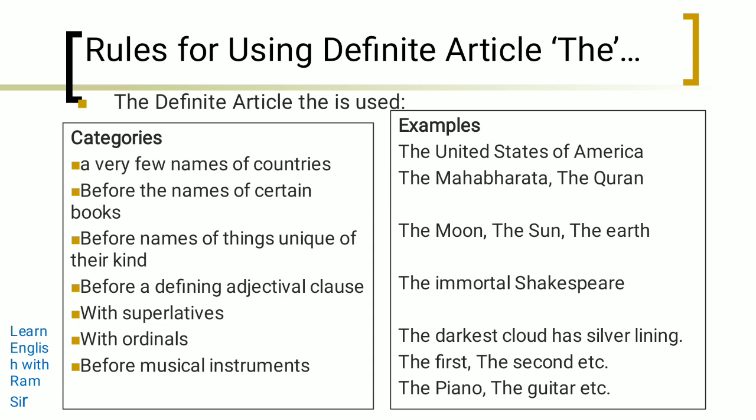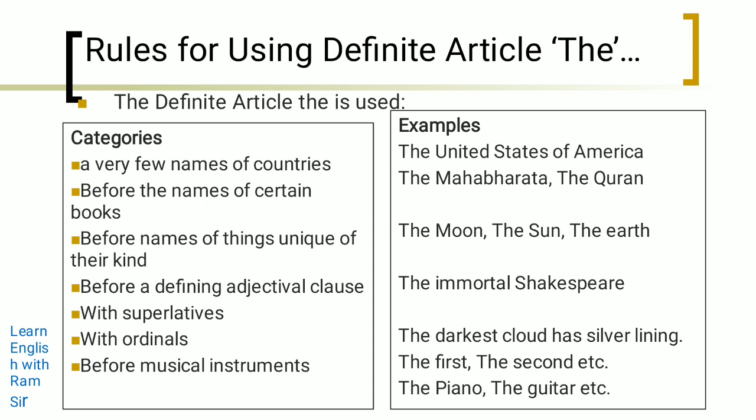Before names of things unique of their kind. अगर वो चीज दुनिया में सिर्फ एक ही है या फिर उस तरह की एक ही चीज है, that time remember you have to put the article. For example, the moon, एक ही मून है, एक ही सन है, एक ही अर्थ है, right? So the moon, the sun, the earth, right? So you have to put the article before them.